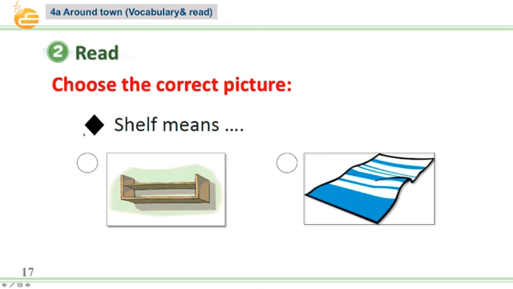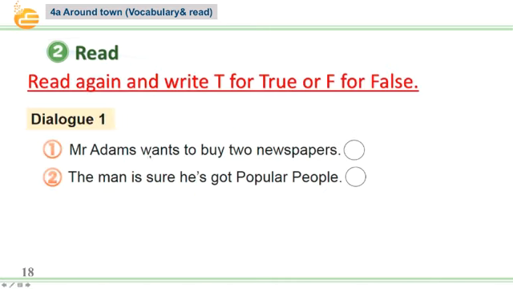Okay, everybody. Choose the correct picture. What does shelf mean? This one or this one? Of course, shelf is this one, not the carpet. Okay, it's the shelf. Let's go for true or false. I hope you listened carefully. Read again and write T for true or F for false.